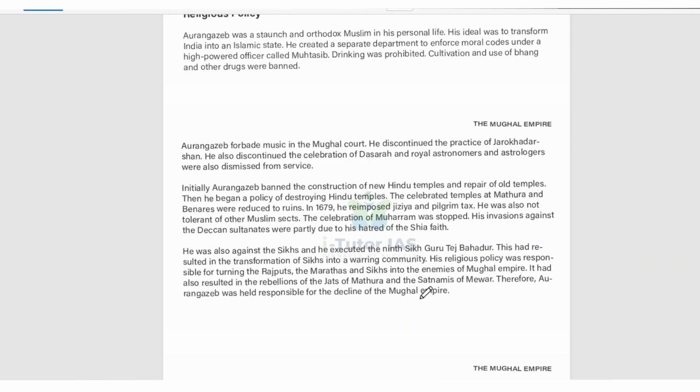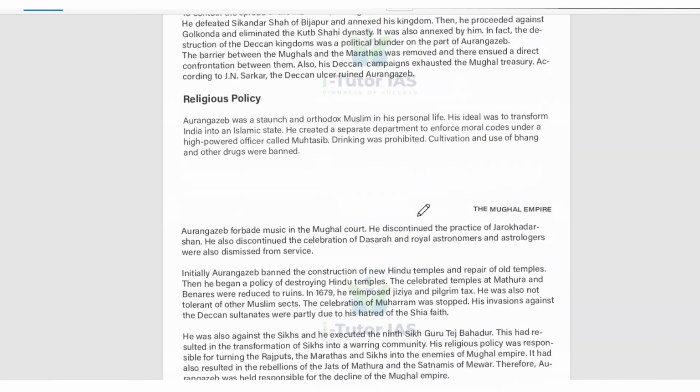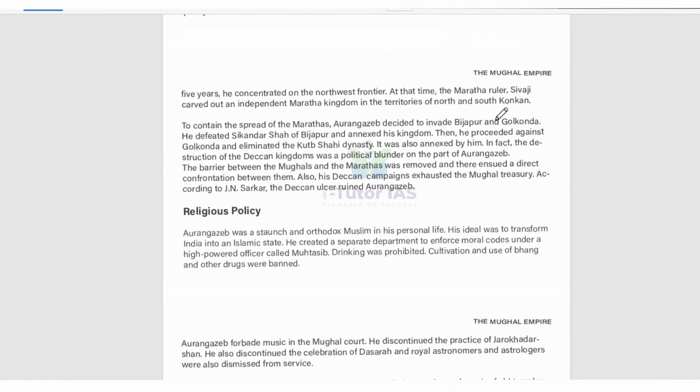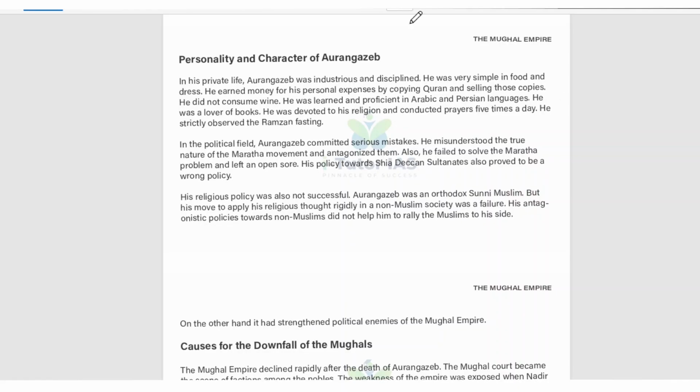It had also resulted in the rebellion of the Jats of Mathura and the Satnamis of Mewar. Therefore, Aurangzeb was held responsible for the decline of the Mughal Empire. So almost he is the last official emperor, and this is the destruction and the negative phase of Mughal history. Now, personality and character of Aurangzeb.